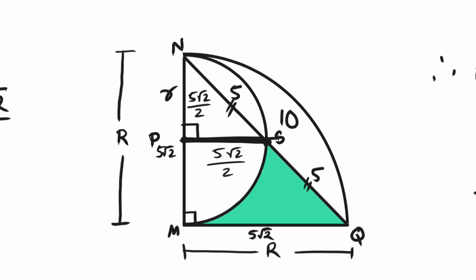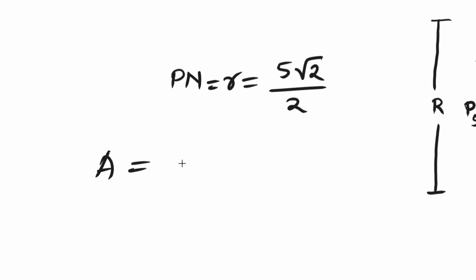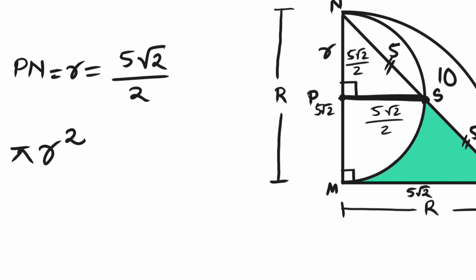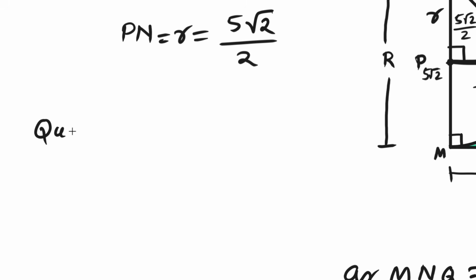Now we need the area of the smaller quarter circle. The radius of this smaller circle is 5 square root of 2 divided by 2. Remember, the area of a complete circle is pi multiplied by radius squared. But this is only a quarter of a circle, so we divide the full circle area by 4. Therefore, the quarter circle area is pi divided by 4, multiplied by the radius squared.